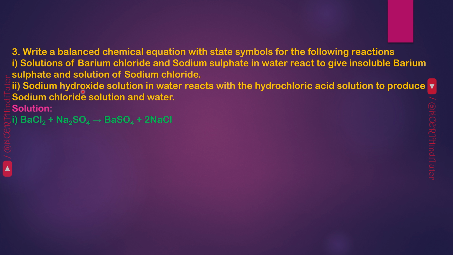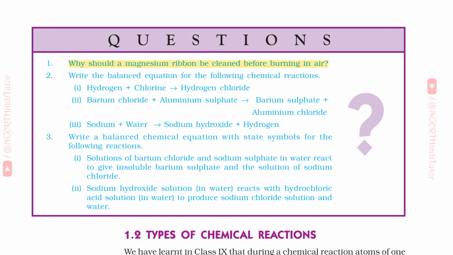Second, sodium hydroxide solution in water reacts with the hydrochloric acid solution to produce sodium chloride solution and water. Answer. NaOH plus HCl gives NaCl plus H2O. So friends, we have completed all these question answers. Now let's move on to the next questions.